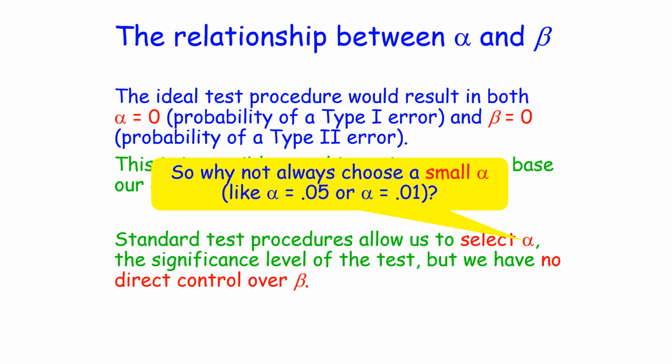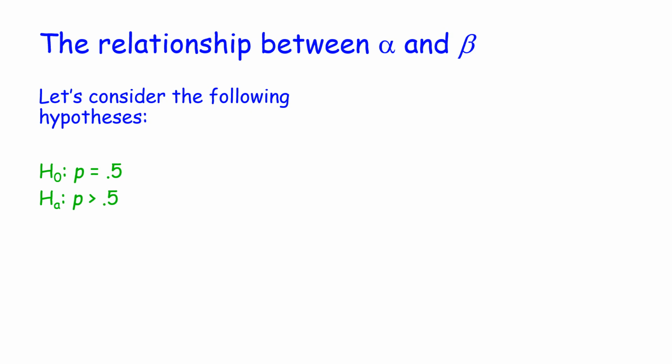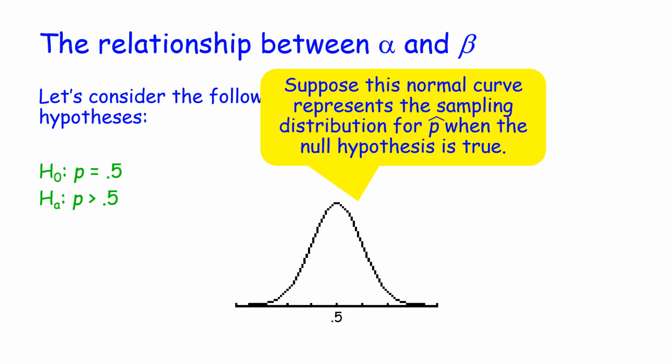So why not always choose a small alpha, like alpha equals 0.05 or alpha equals 0.01? That's a great question. Let's look at a little example to help us out. So we're going to consider the following hypotheses, that p equals 0.5 and that p is greater than 0.5.